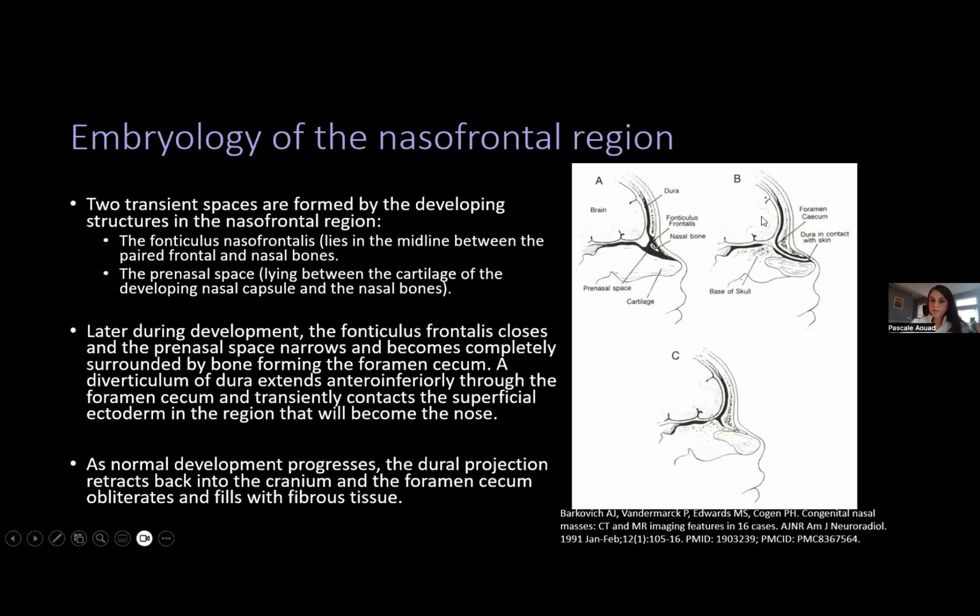Later during the development, the fonticulus frontalis will close, and the prenasal space will become narrow and completely surrounded by bone. And then we'll have the foramen cecum at this level. At this stage of development, we have a diverticulum of dura that extends anteroinferiorly through the foramen cecum and will transiently contact the superficial ectoderm in the region of the nose. As development progresses normally, the dura projection will retract back into the cranium, and the foramen cecum will eventually be obliterated and filled with fibrous tissue.